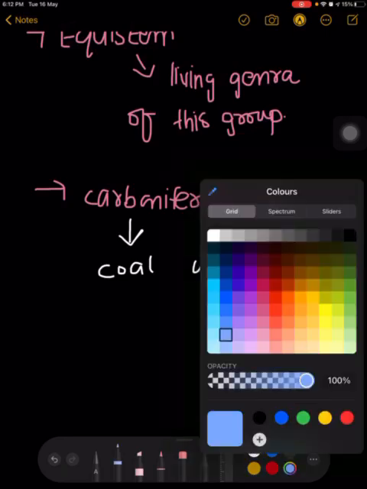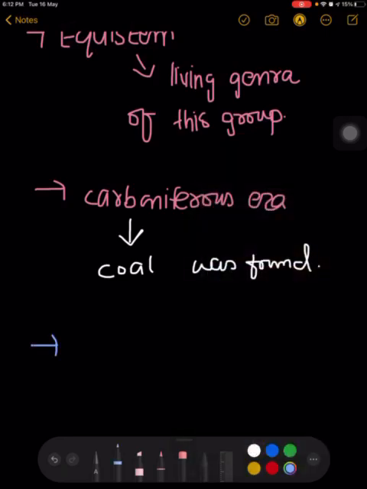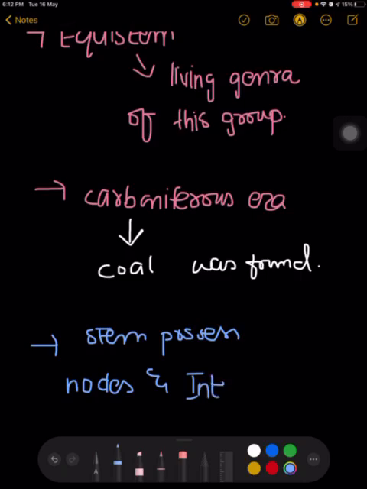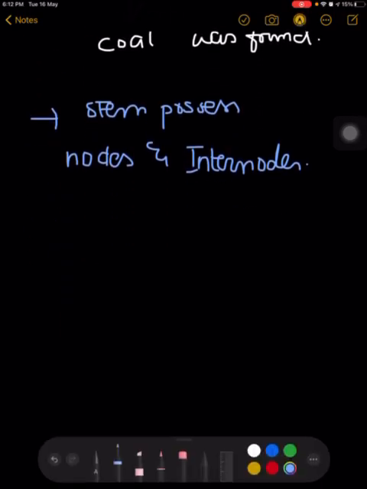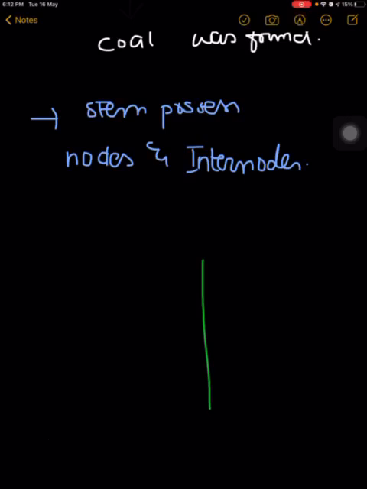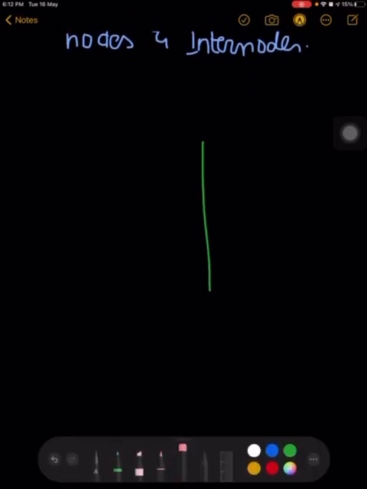Right? Basically, this plant has nodes and internodes, like the stem possesses nodes and internodes, right? Now what are nodes? Okay, nodes are basically the places from where the leaf arises from the stem.